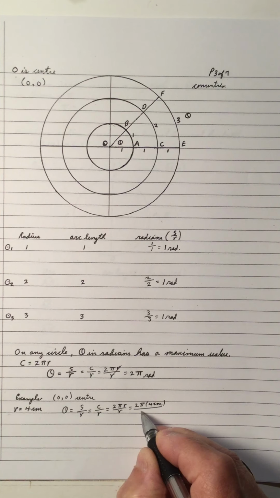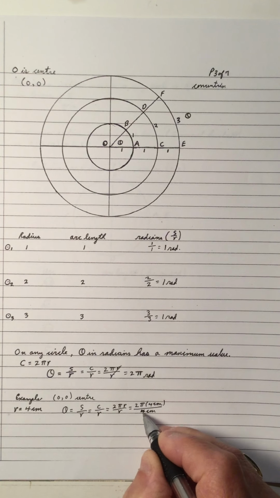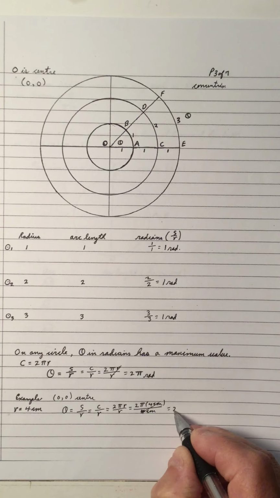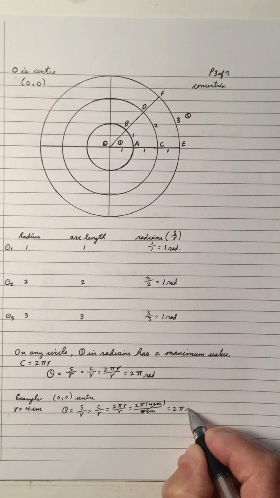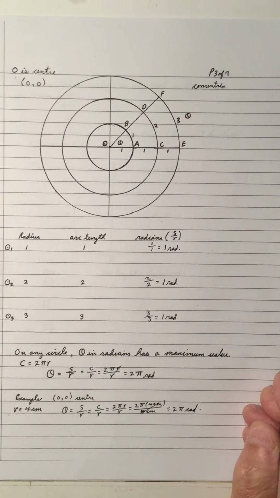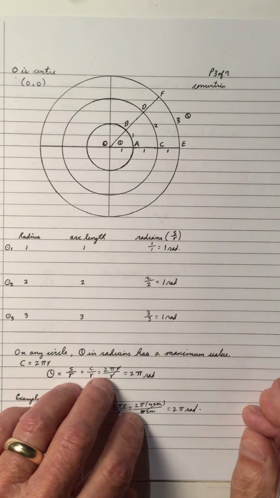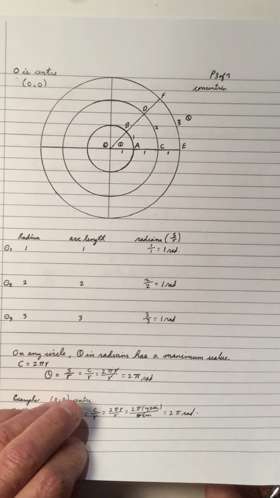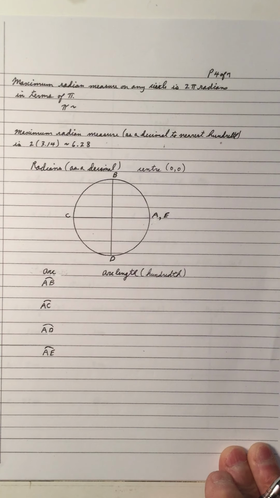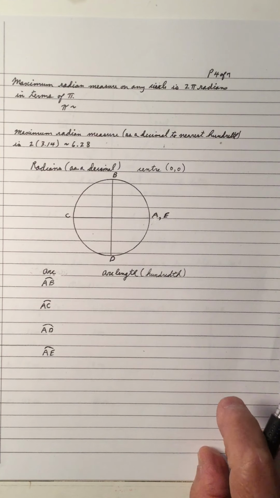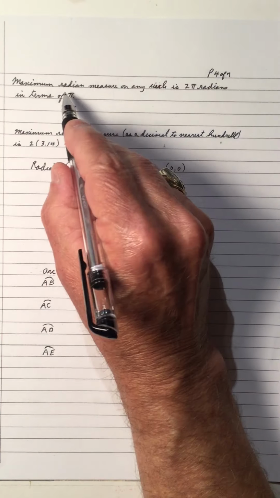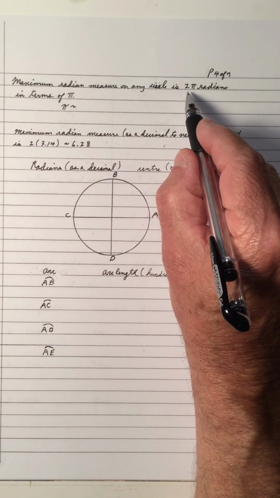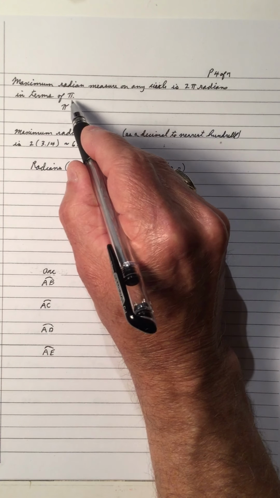And the bottom is 4 centimeters because they're both radius. The 4 centimeters cancel out and you get 2 pi radians. So again, the maximum amount of radian on any circle is 2 pi radians. Let's continue. The maximum radian measure on any circle is 2 pi radians in terms of pi.